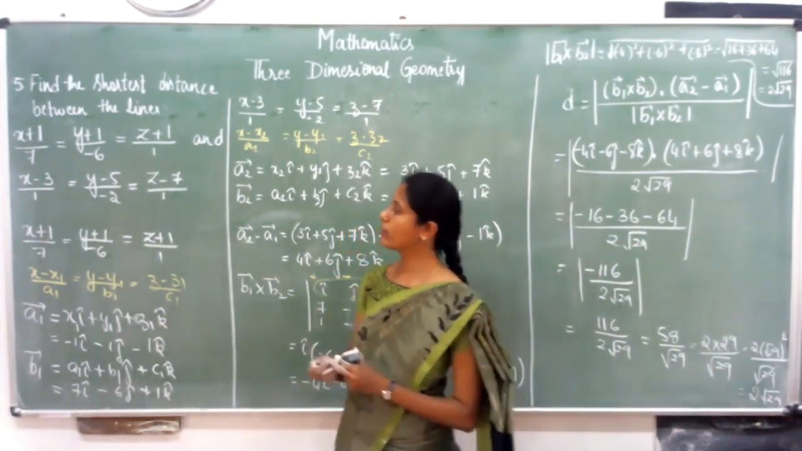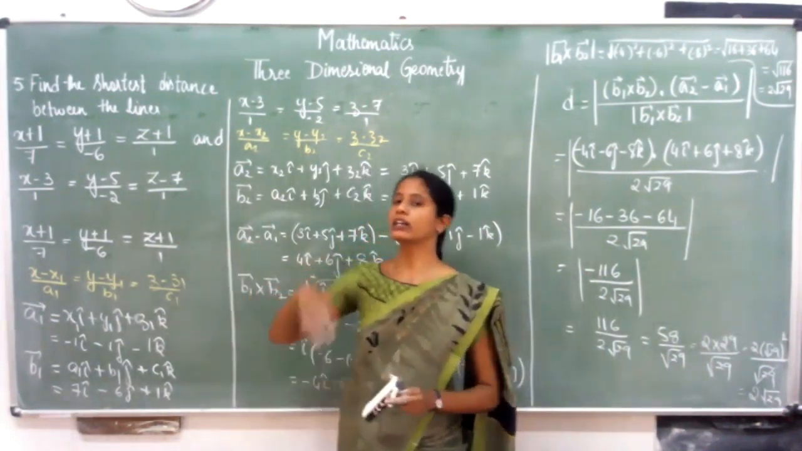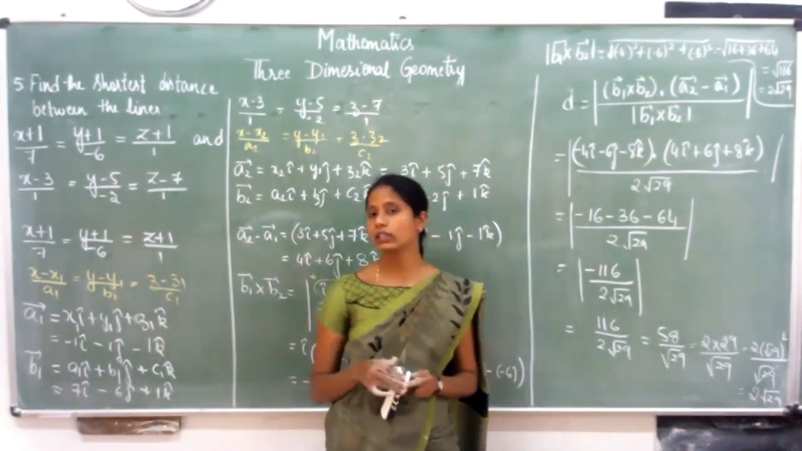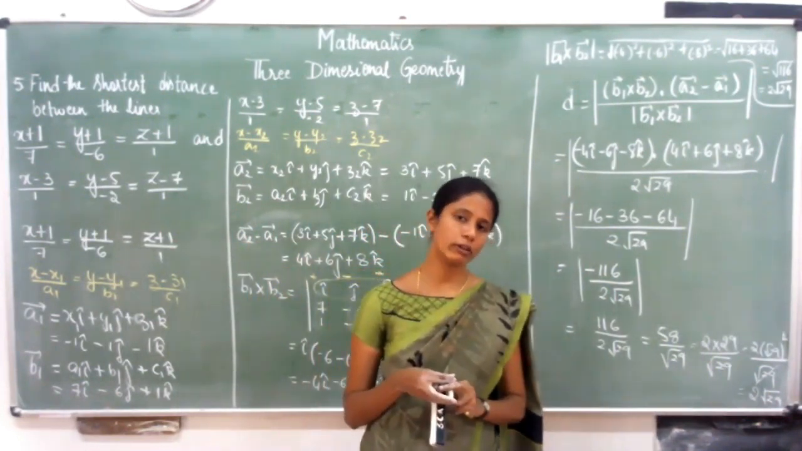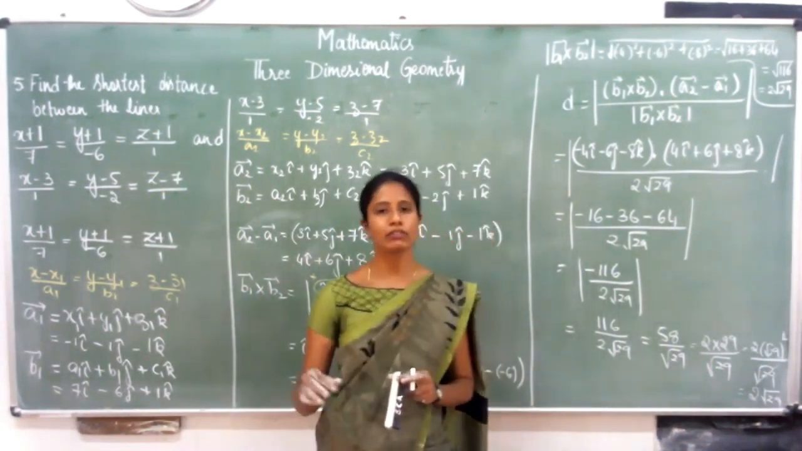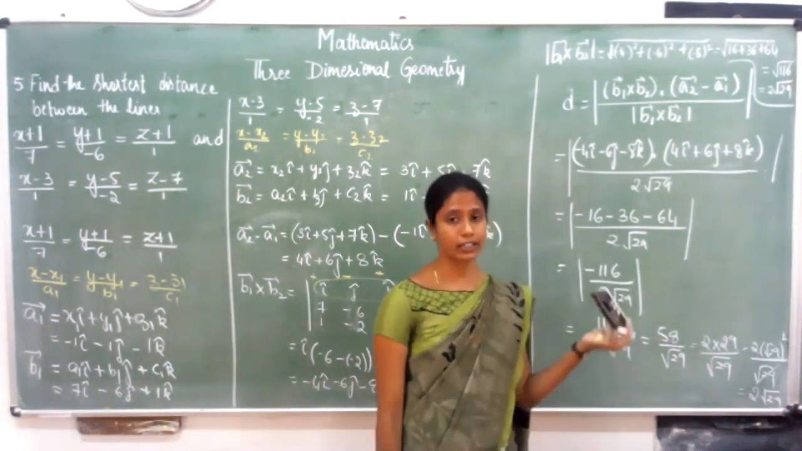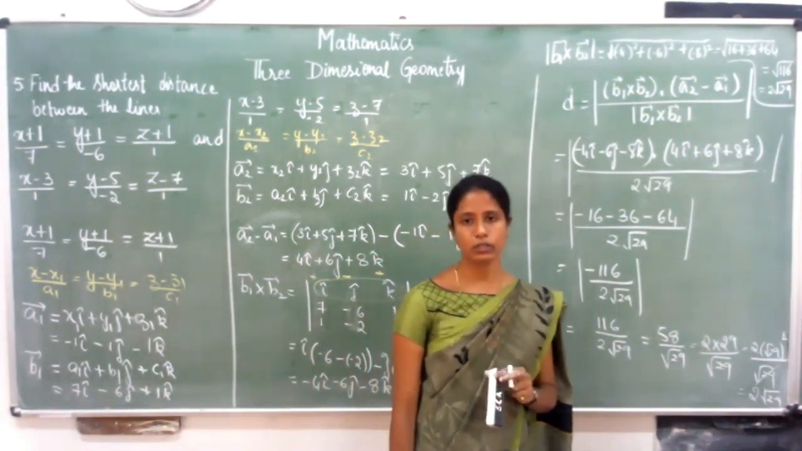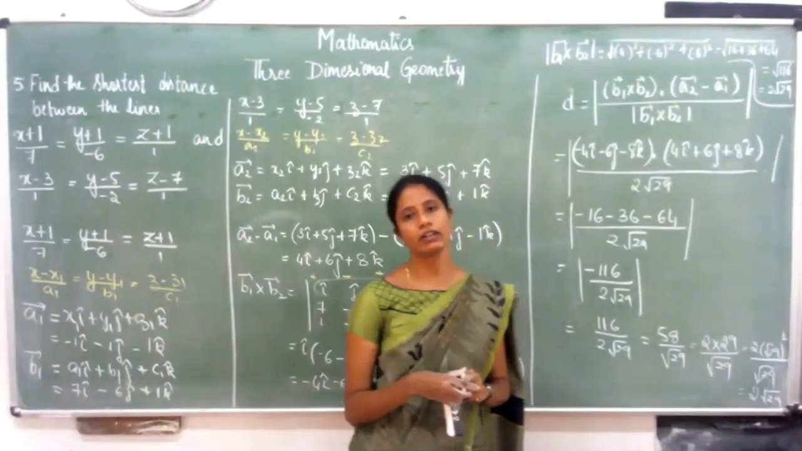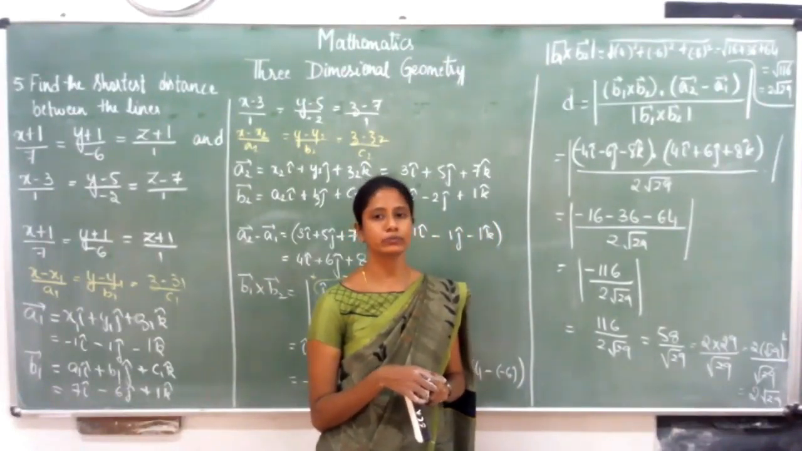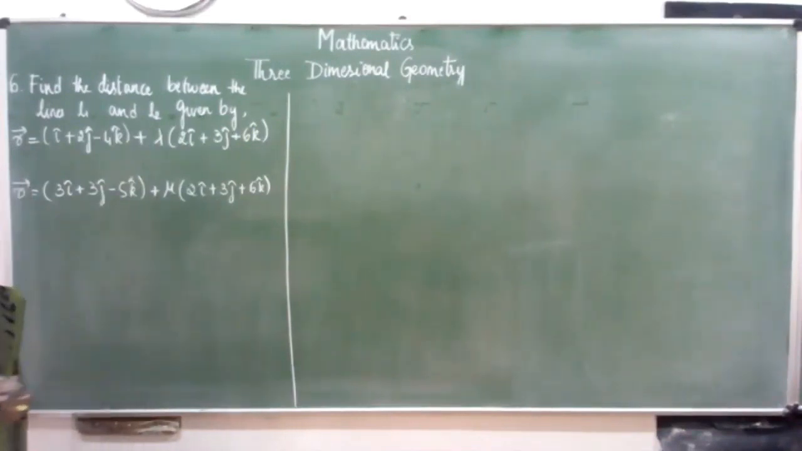So whenever the lines are given in partition form, better reduce it into the vector form and find what is vector A1, vector B1, vector A2 and vector B2, and you can simplify very easily with the formula of the vector form, that is, vector B1 cross B2 dot vector A2 minus A1 by magnitude of vector B1 cross vector B2.